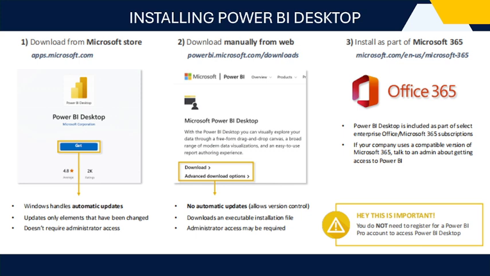Or you can get it as a part of Microsoft 365. It is included as a part of select enterprise Office subscriptions. If your company uses a compatible version of Microsoft 365, talk to an admin about getting access to Power BI. You do not need to register for a Power BI Pro account to access Power BI Desktop. The basic version of Power BI has many features that we will be using in this course.